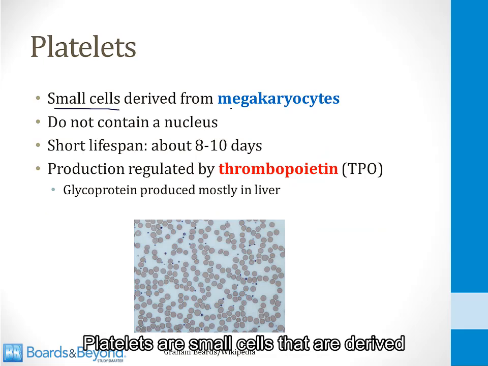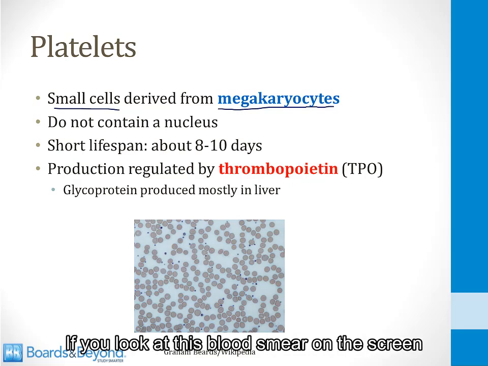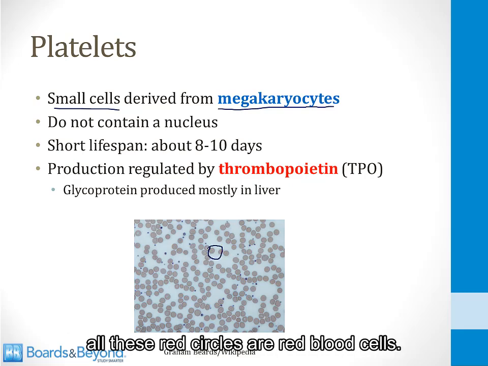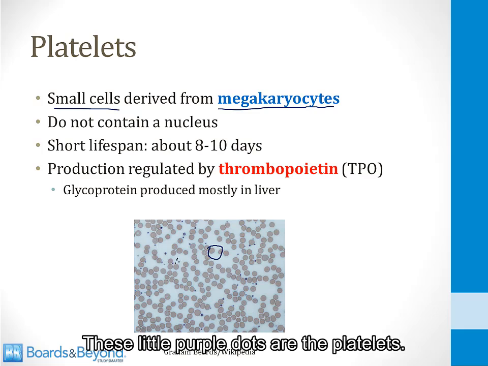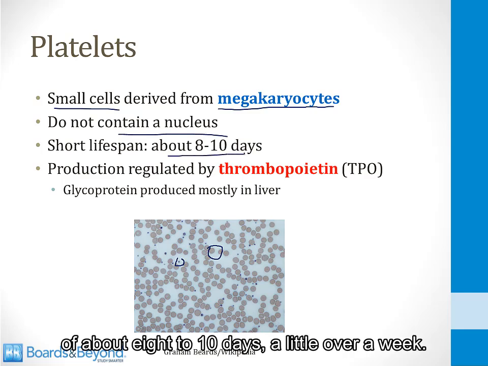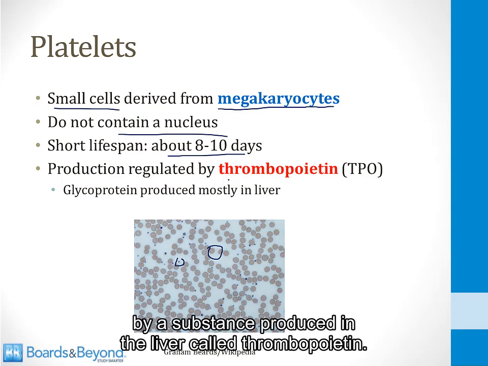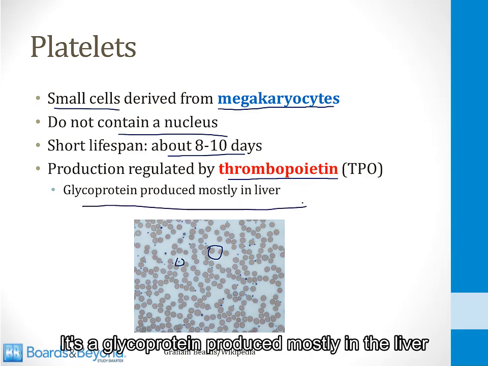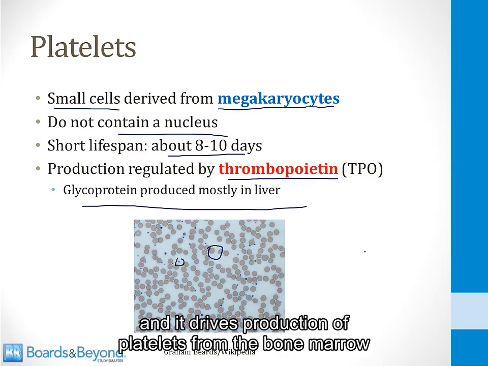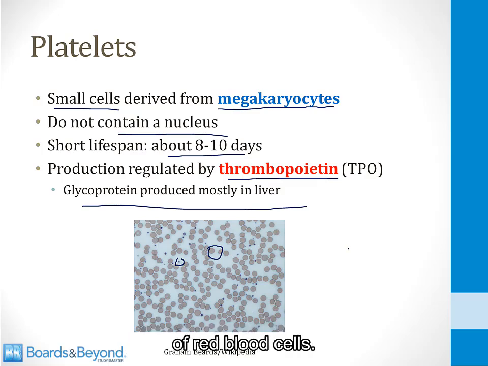Platelets are small cells that are derived from megakaryocytes in the bone marrow. They're smaller than red blood cells. If you look at this blood smear on the screen, all these red circles are red blood cells. These little purple dots are the platelets. They do not contain a nucleus, and they have a short lifespan of about 8 to 10 days, a little over a week. Their production is regulated by a substance produced in the liver called thrombopoietin. It's a glycoprotein produced mostly in the liver, and it drives production of platelets from the bone marrow, much like erythropoietin drives the production of red blood cells.